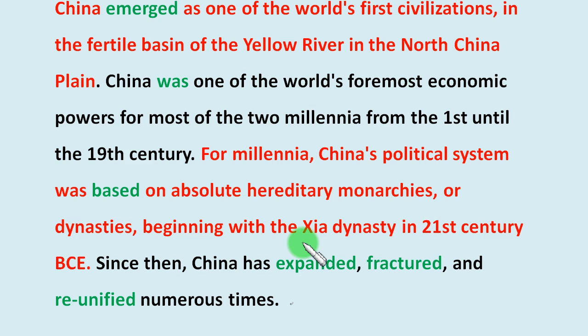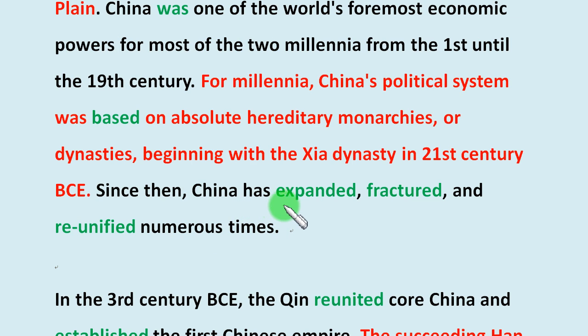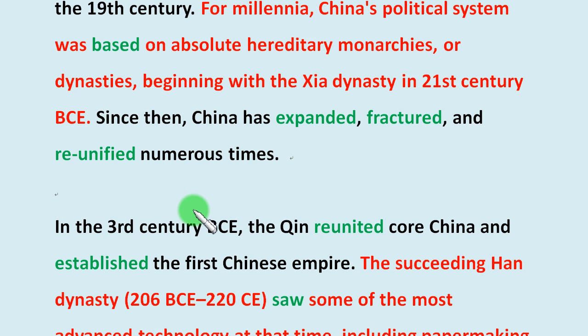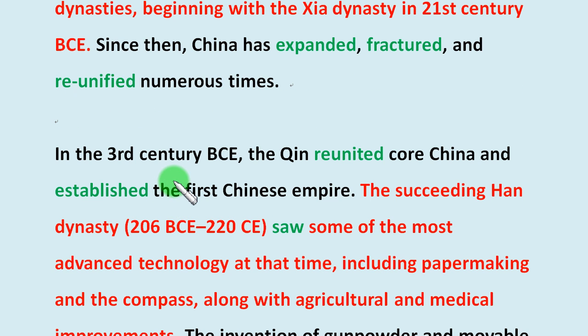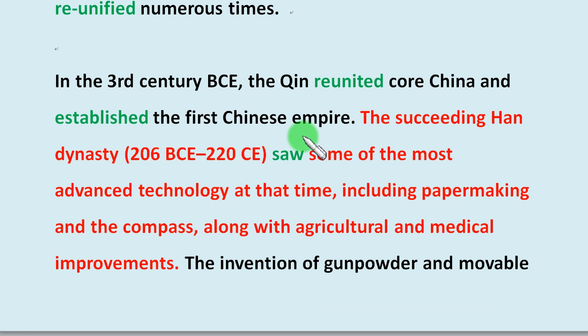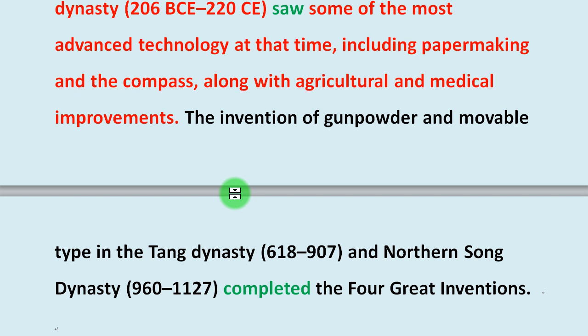century BC. Since then, China has expanded, fractured, and reunified numerous times. In the 3rd century BCE, the Qin reunited core China and established the First Chinese Empire. The succeeding Han saw some of the most advanced technology at the time, including paper-making and the compass, along with agricultural and medical improvements.